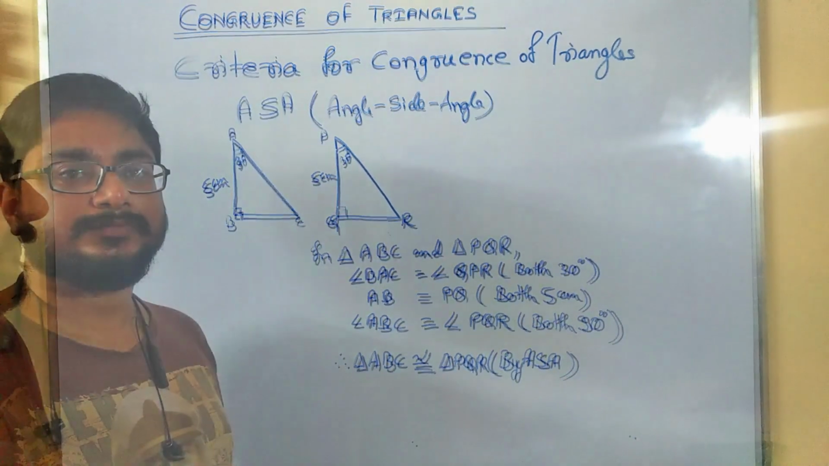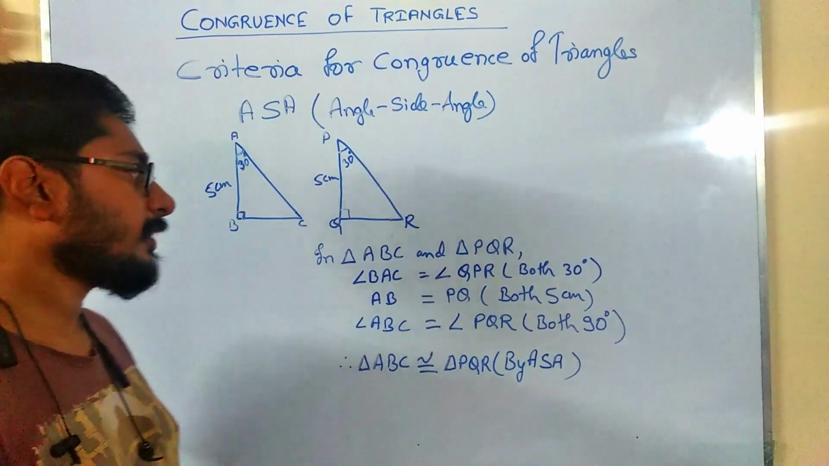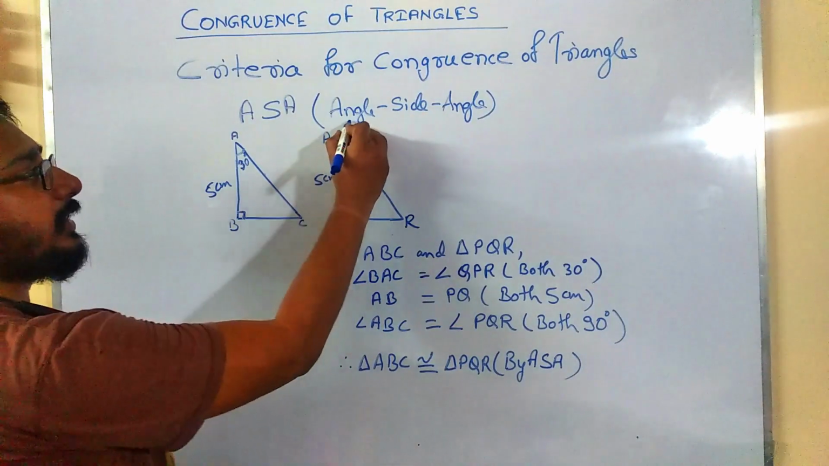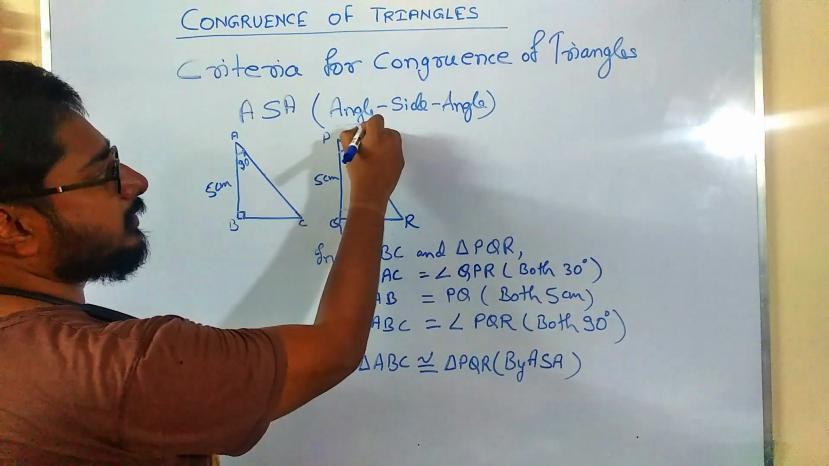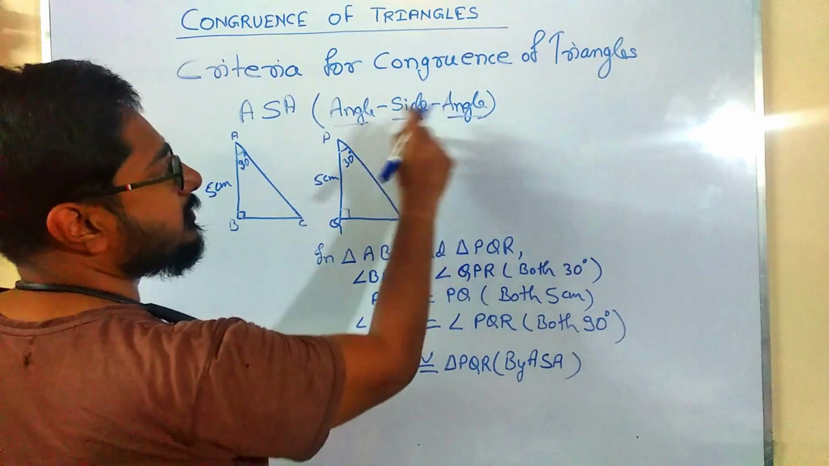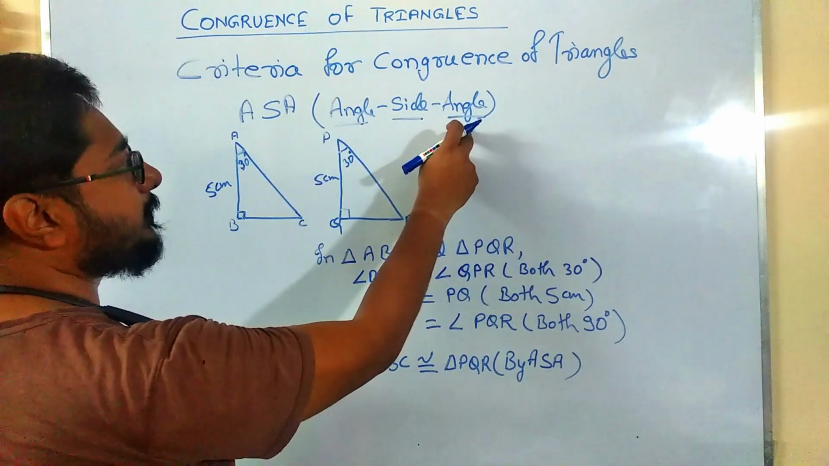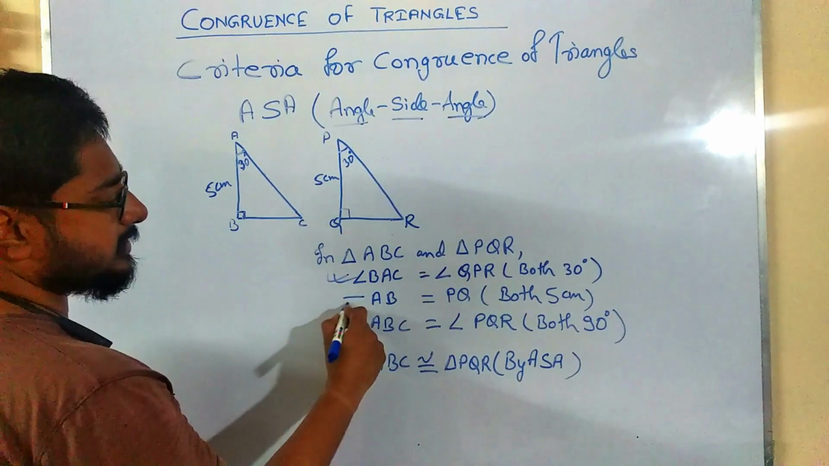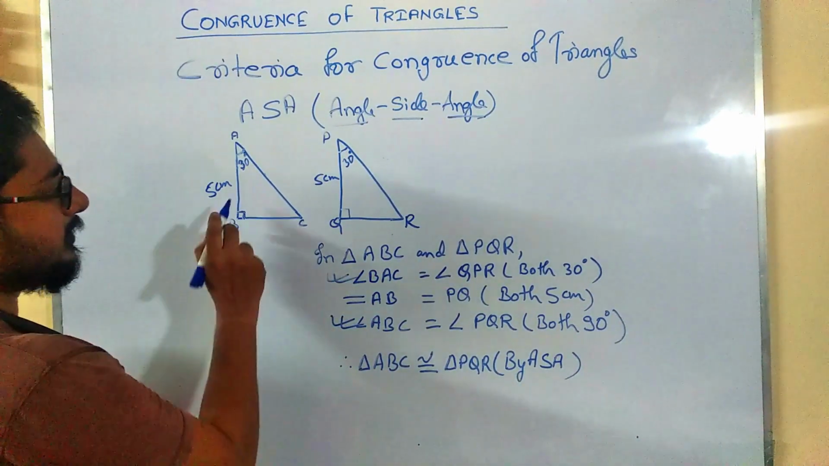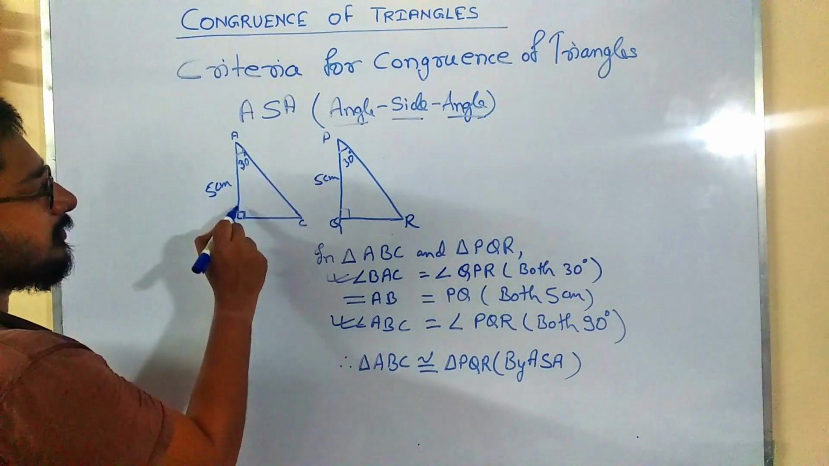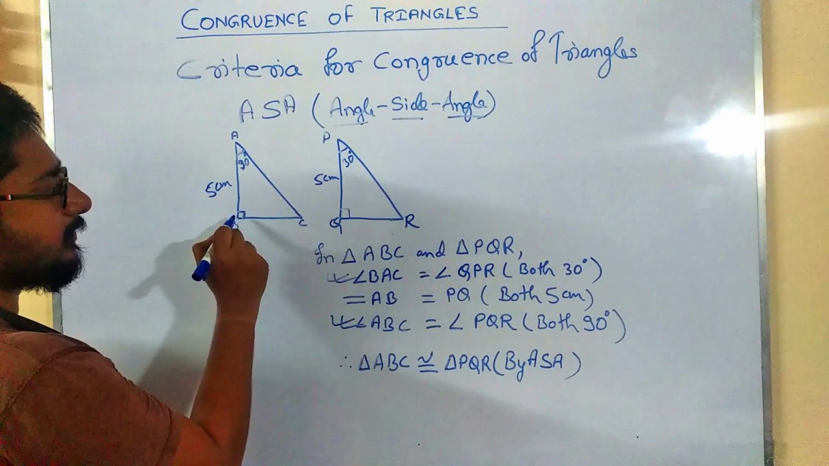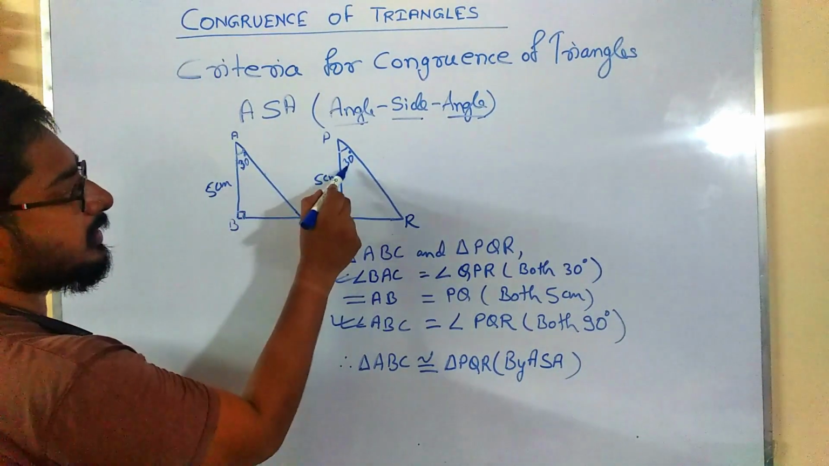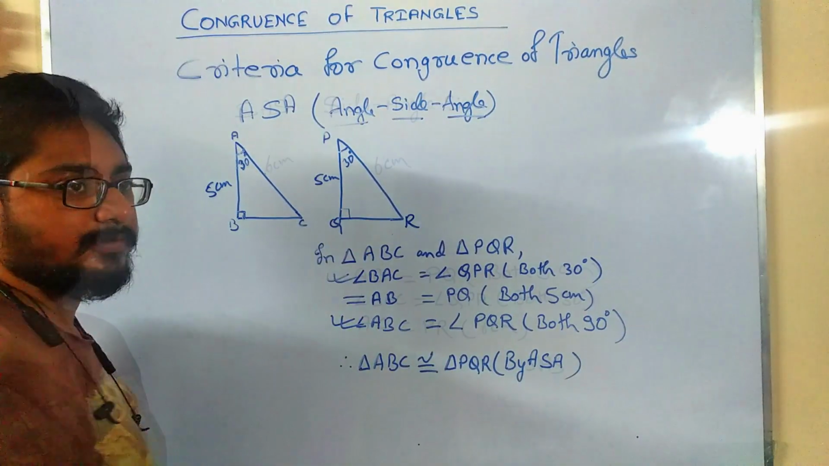One more thing I want to add here. In ASA congruency criteria, you can see angle first, then side, then angle. In the same way you have to use the criteria. That means I have taken angle first, then side, then angle. That means the side must lie between the two angles that you are taking. This side must be in between the two angles in this figure also.